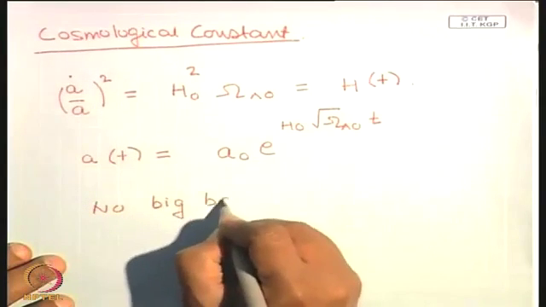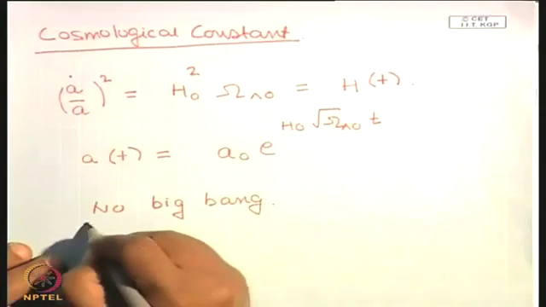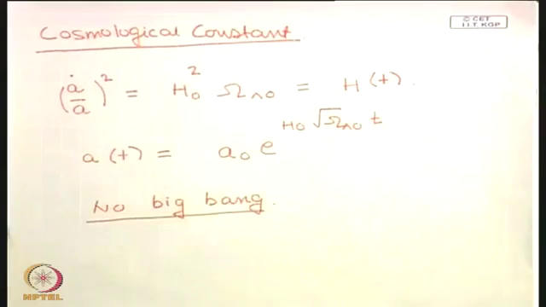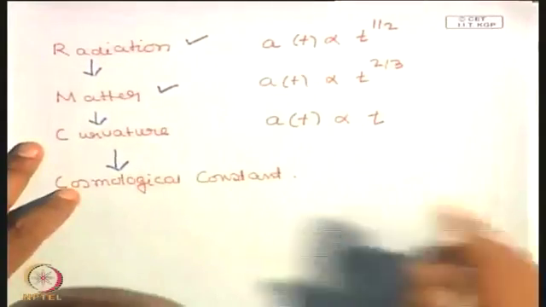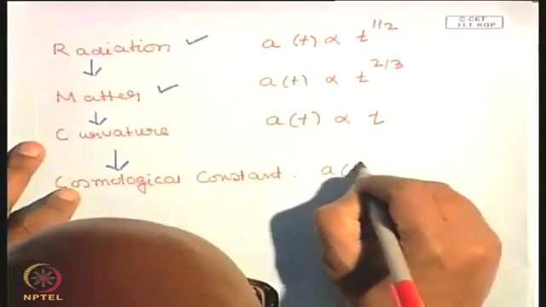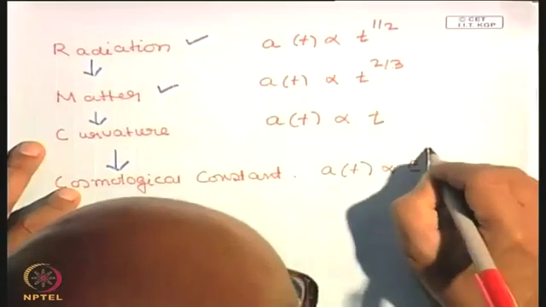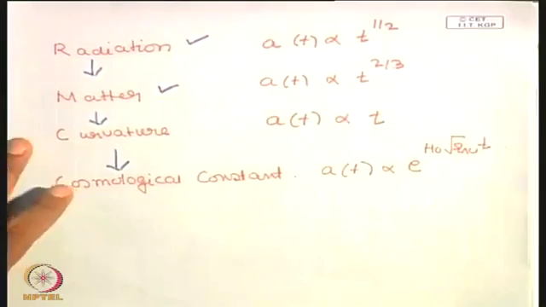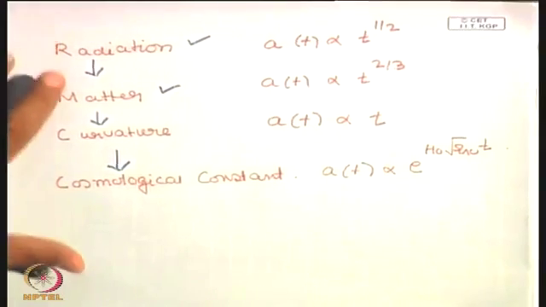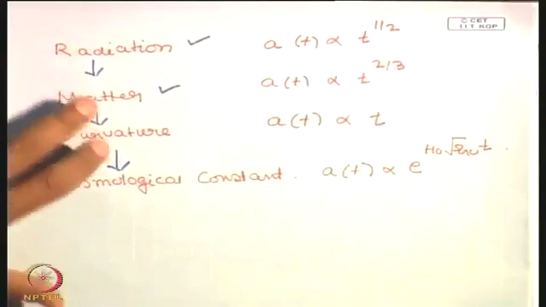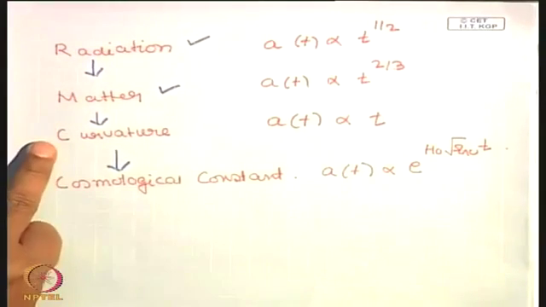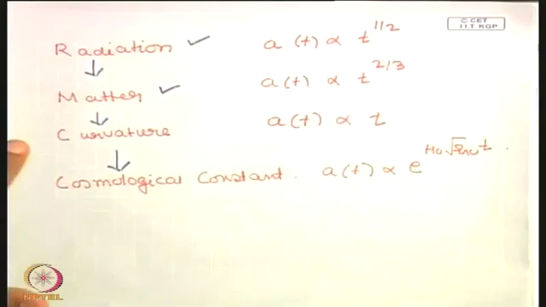It is an ever expanding universe with an exponential. Okay. So, in general, this summarizes the general behavior in a model we have, where we have the universe dominated by radiation, dominated by matter, dominated by the curvature, and dominated by the cosmological constant.